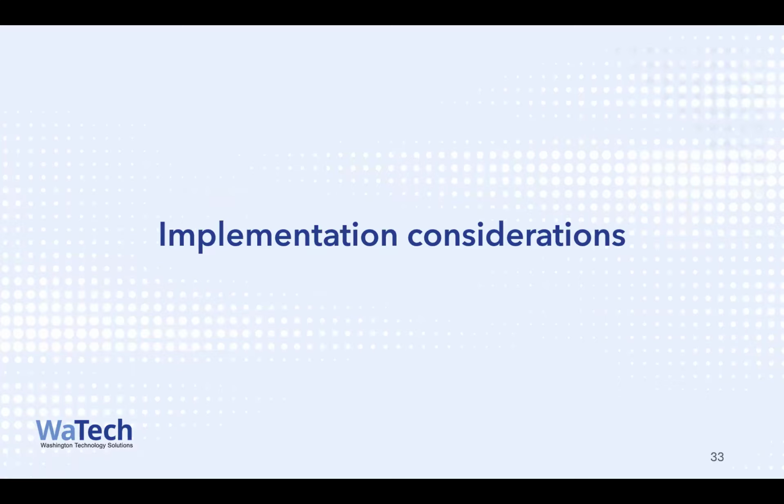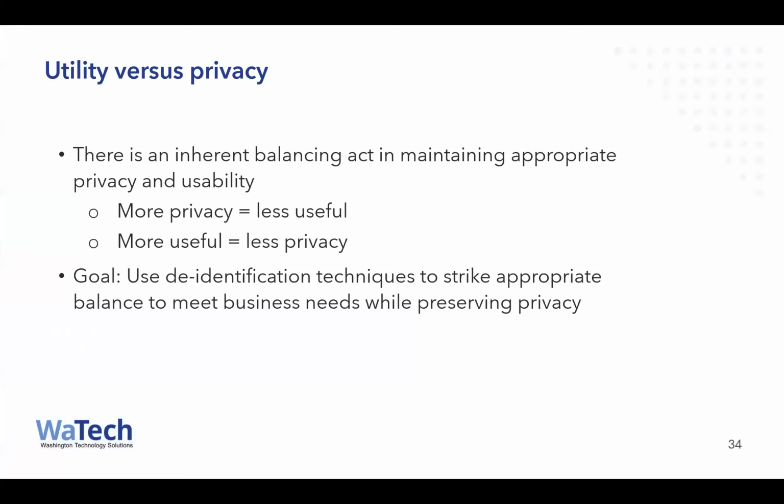So we're next going to switch to some of the main considerations to keep in mind as you're making decisions around de-identification and thinking about how to implement those particular techniques. And the first is one that I already touched on a little bit, which is just recognizing that there is a tension here. There's an inherent balancing act around how we maintain privacy, and we also have usable data.